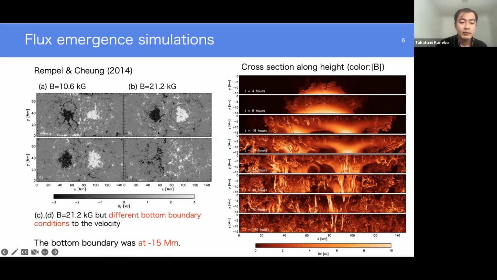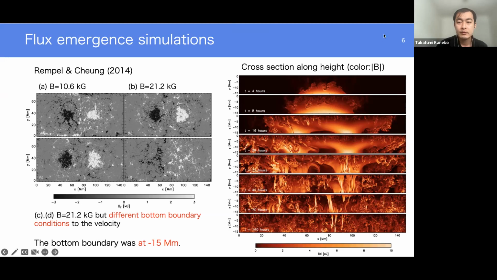For example, a difference of bottom condition is like both inflow and downflow are permitted at the bottom boundary, or only inflow is permitted, or only outflow is permitted, or the like. So even though it is just a difference of bottom boundary condition, it really affects the magnetic distribution on the photosphere.